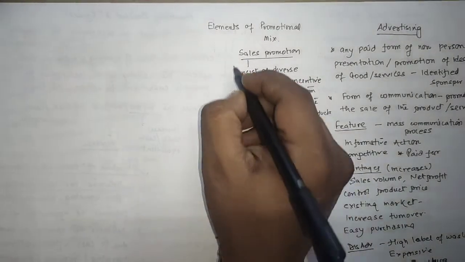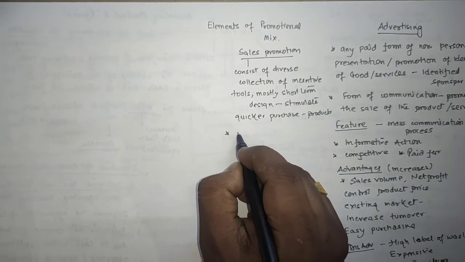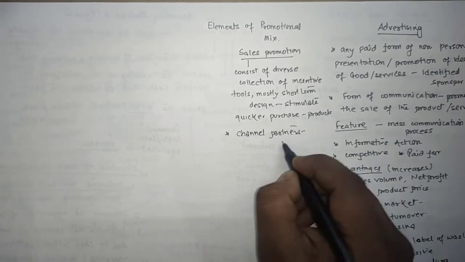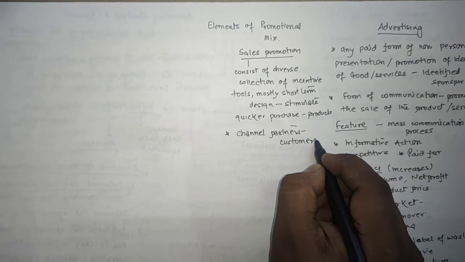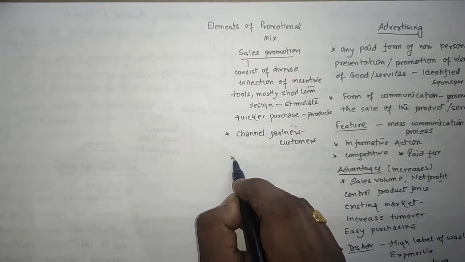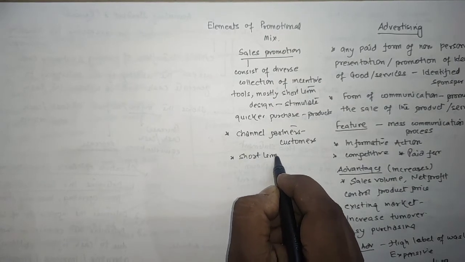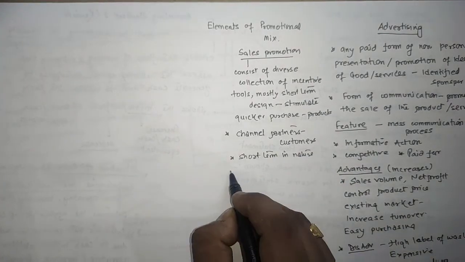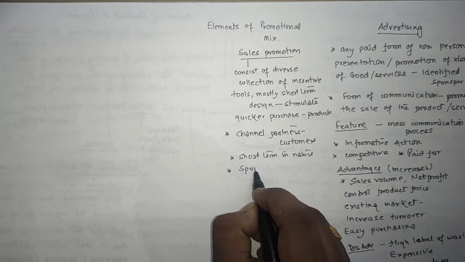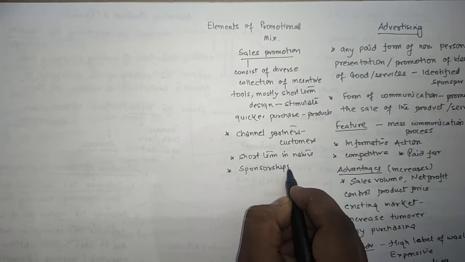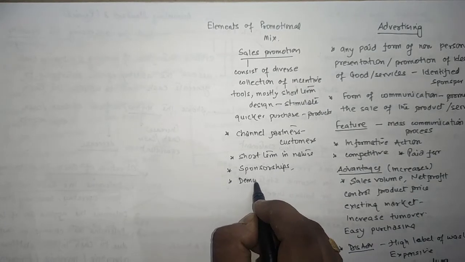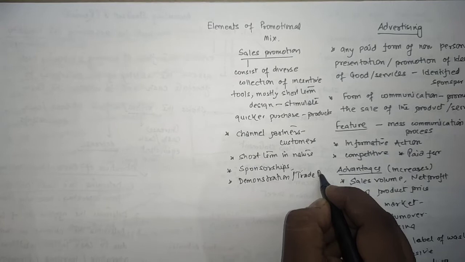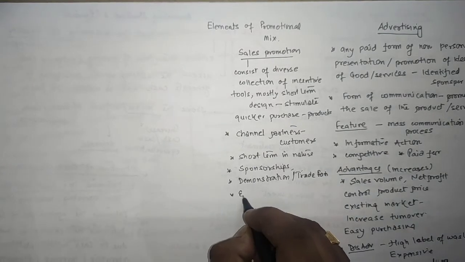Sales promotion is done with channel partners and for the customers. And this sales promotion is short term in nature. Some commonly used tools are sponsorship, then demonstration, trade fair, or exchange offer.